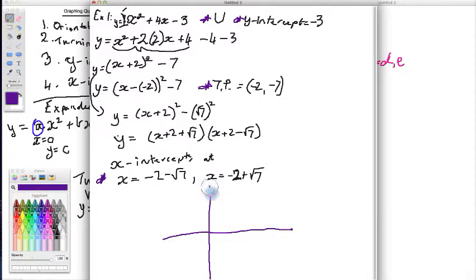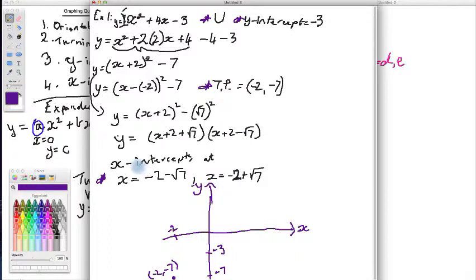Okay, so first thing we do is put some labels on our axes. That's the y-axis, the x-axis. Okay, now we'll plot our different points. So the y-intercept is at minus 3, so that's going to be down here somewhere, minus 3. Turning point is at minus 2, minus 7. Whoa. Somewhere here, minus 2, minus 7 for that point. You can start to see how bad my graph is, but that's okay.